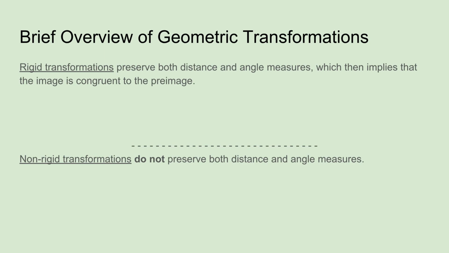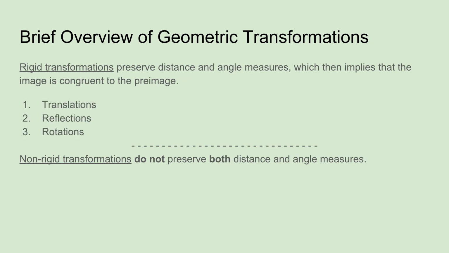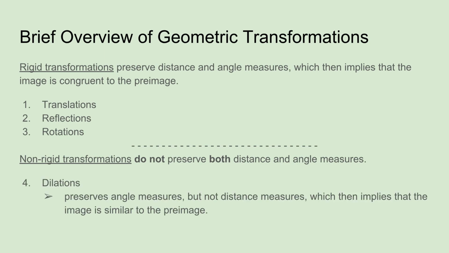Rigid transformations preserve both distance and angle measures, which then implies that the image is congruent to the preimage. And the rigid transformations we will talk about are translations, rotations, and reflections. Now, the other category of transformations is non-rigid transformations, which do not preserve both distance and angle measures. And the non-rigid transformation we will talk about today is a dilation.